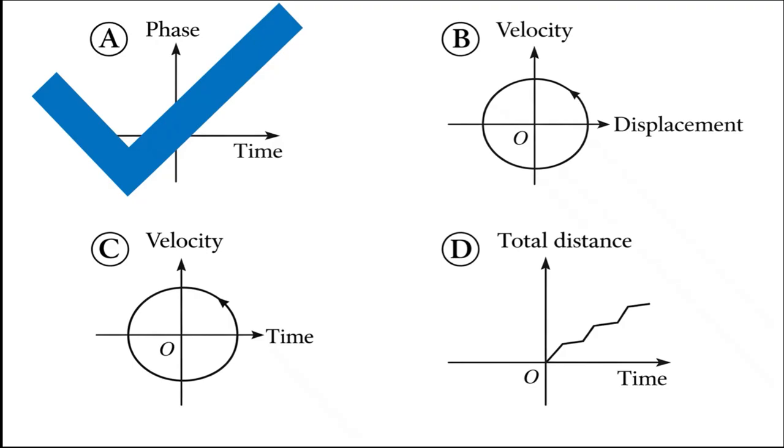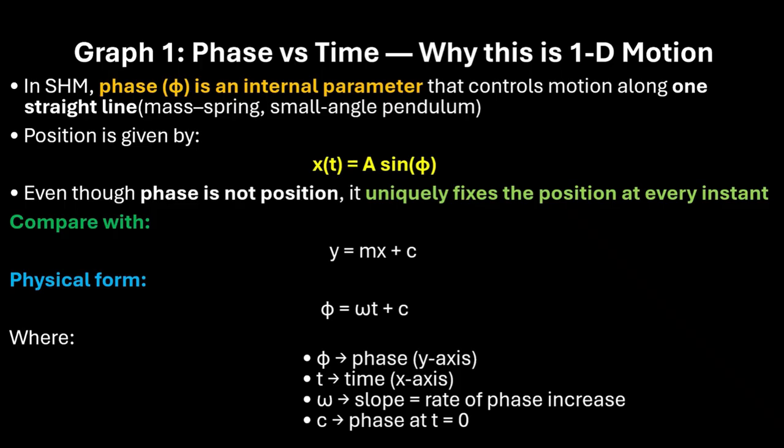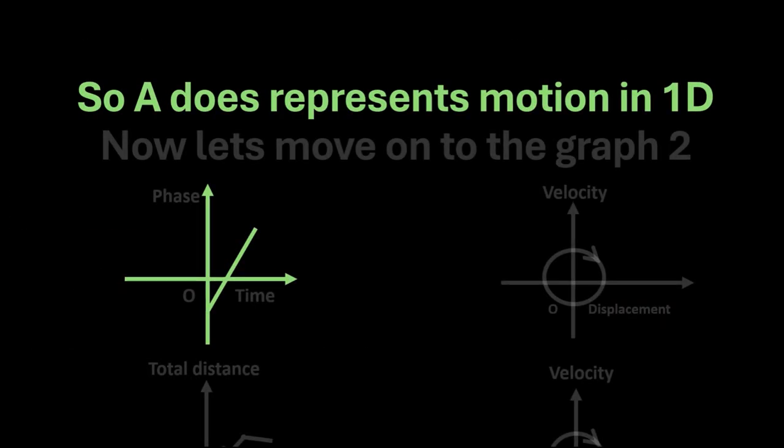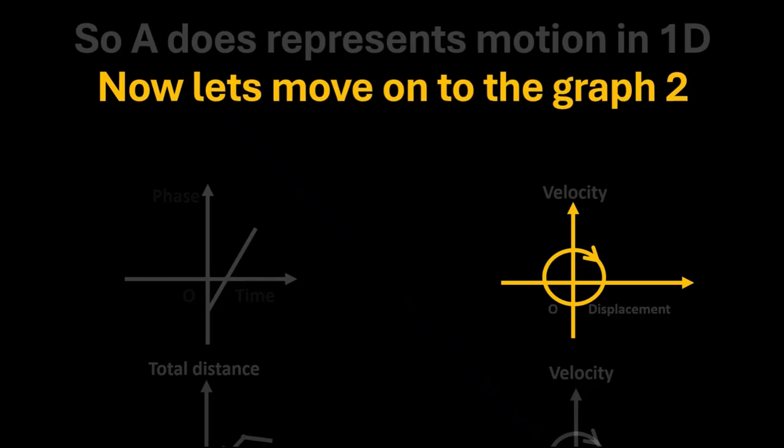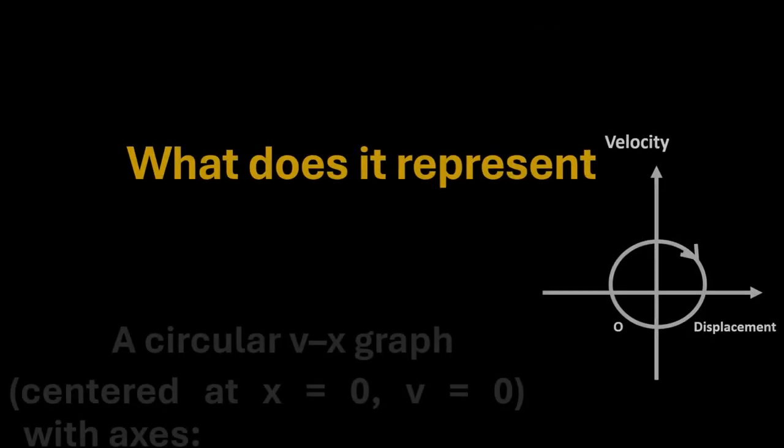Now, before moving to the second graph, let's quickly revise what we discussed for graph one. So this is the summary, displacement, comparison with the graph, and we came to the conclusion that graph A does represent motion in one dimension. Now moving on to the second graph, a velocity-displacement graph this time, a circular curve.